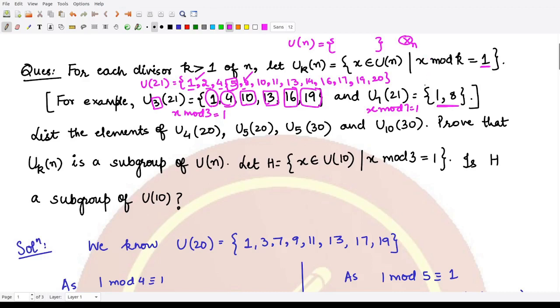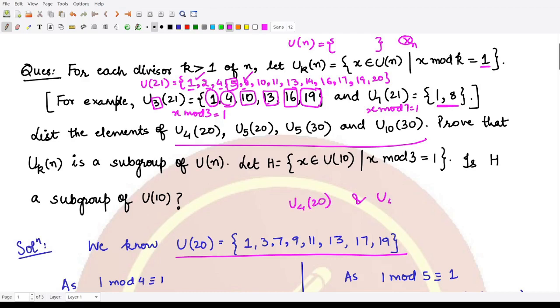Now they are saying you have to calculate these 4 sets: U_4(20), U_5(20), U_5(30) and U_10(30). First of all you should know what U(20) and U(30) are. So let's first write down all the elements of U(20). They are right this. Then once this is done, we are to calculate U_4(20) and U_5(20).